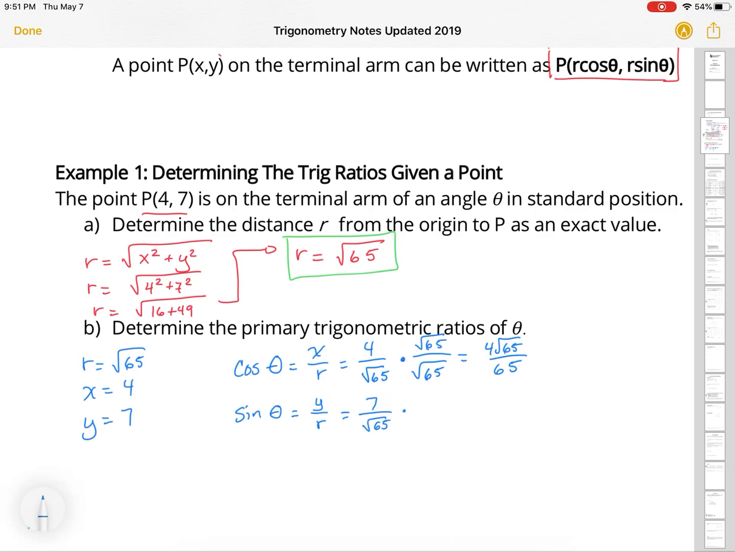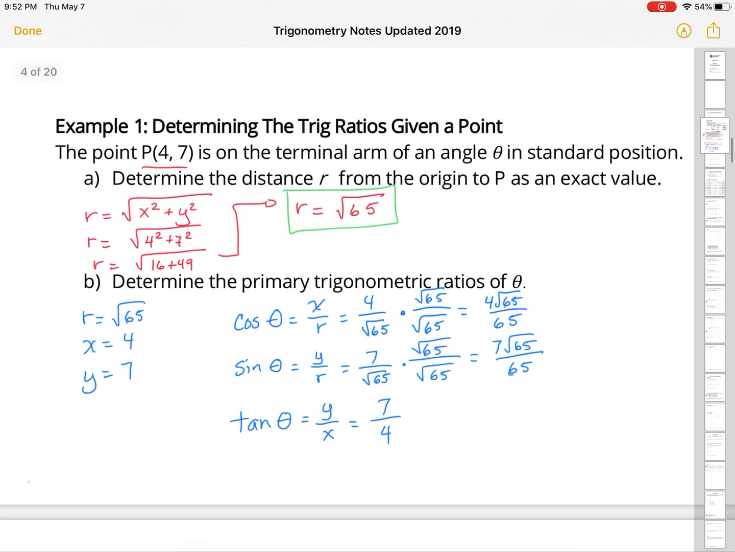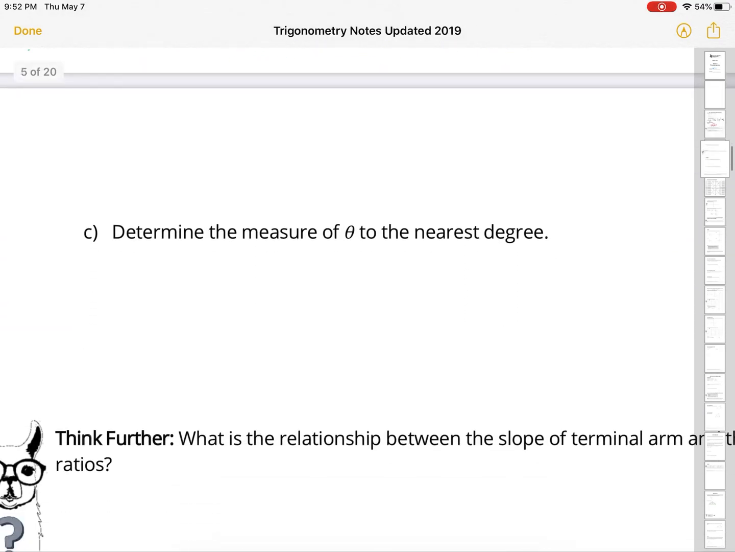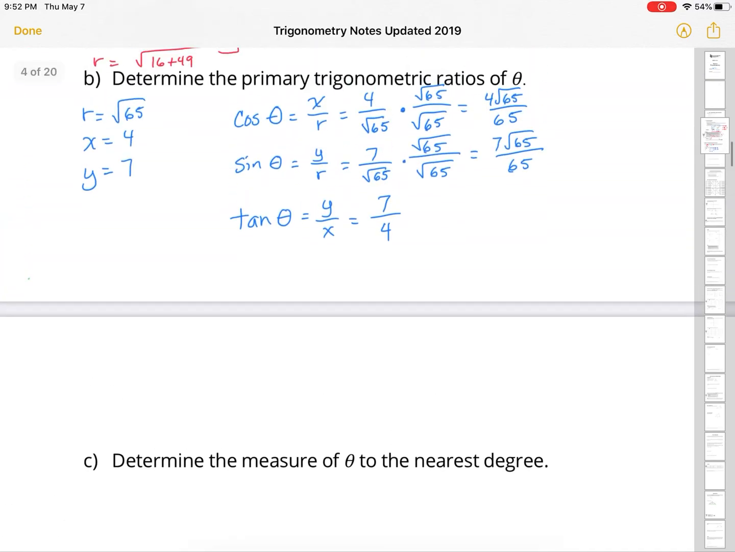Sine from our box is y over r, so that is 7 over root 65. And again, we have to rationalize the denominator, so we get 7 root 65 over 65. And then finally, tan theta from our little magic box is y over x. Well, y is 7 and x is 4, and we can leave it as an improper fraction for that ratio.